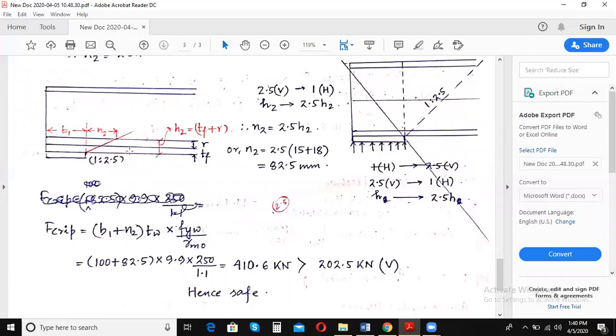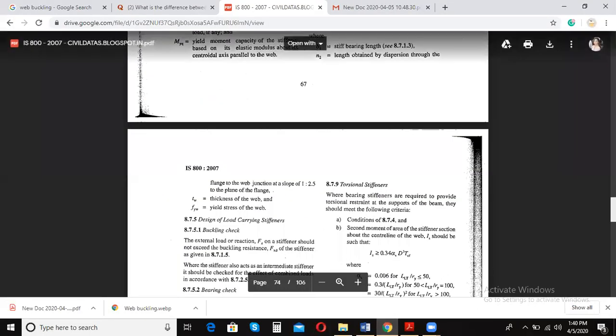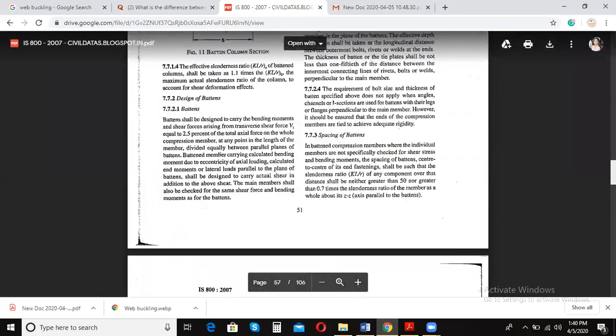Now what is this root? I will show you from a diagram. Okay, let's find an I-beam.